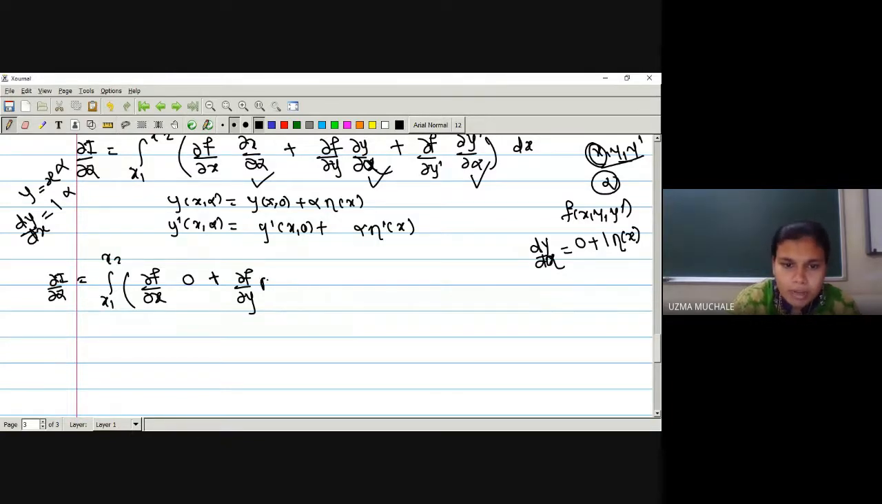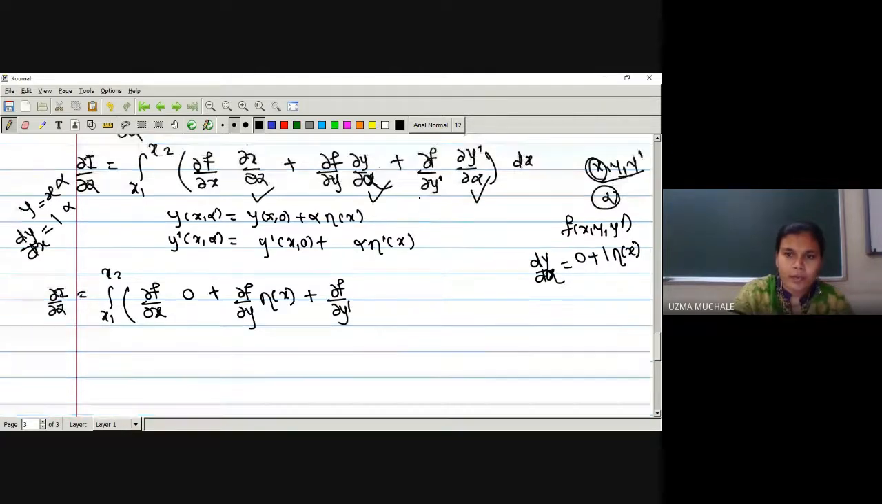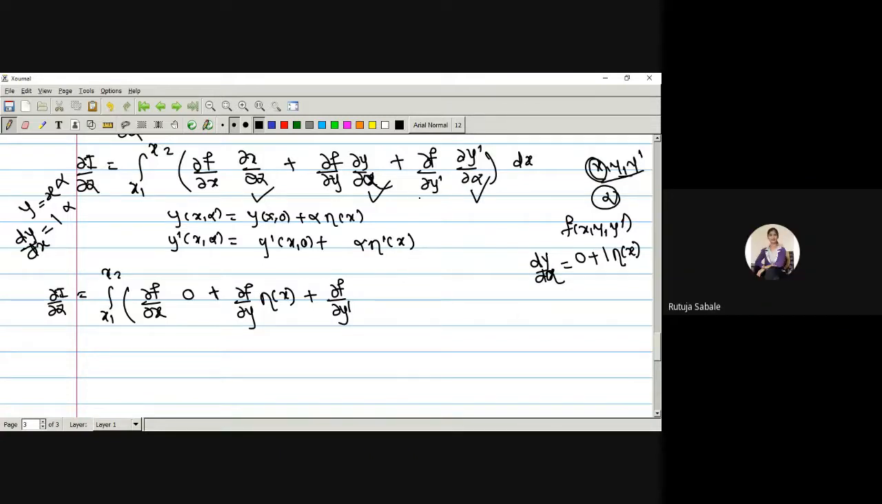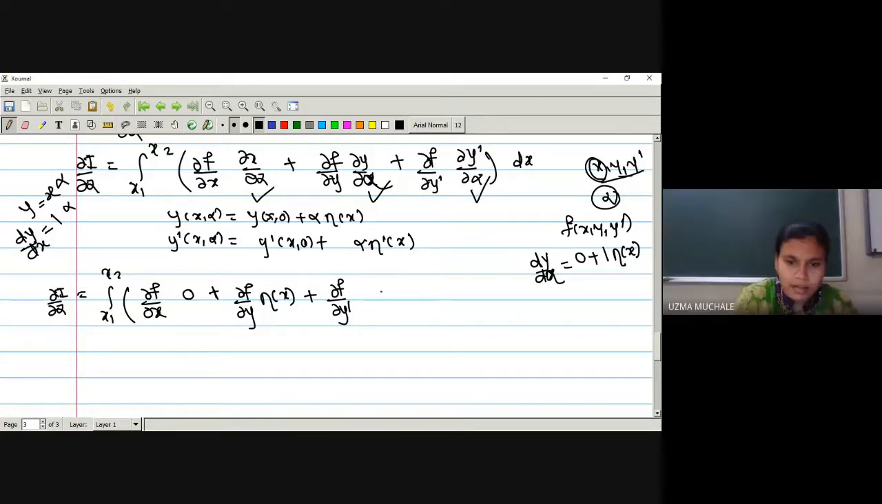So the value of dou y by dou alpha is eta of x. Plus, f is not known to us, hence we keep dou f by dou y dash as it is. Now you have to tell me the value of dou y dash by dou alpha directly. Eta dash of x. Eta dash of x is the value of dou y dash by dou alpha.